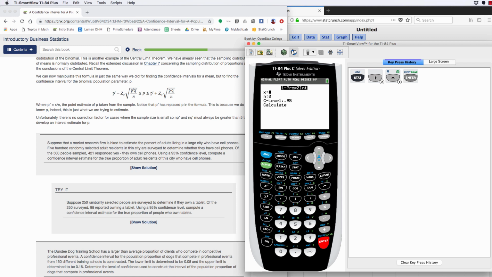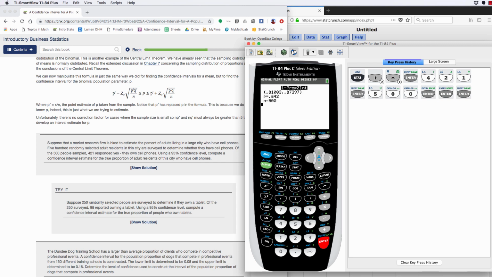Now, X is the number of people who responded affirmatively, those people who said yes. That's 421. N is the number of people in the survey. There was 500. And we want to do a 95% confidence interval, so we leave it at 95 and calculate.